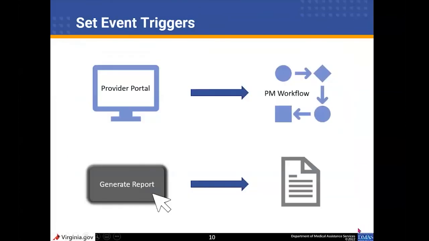When scheduled processes run due to set events being triggered, they are referred to as running event triggered. These event triggered events can be system generated, like when a provider update is submitted in the provider portal and the system generates a provider management workflow. They can also be user generated, like when a DMAS user clicks a button in provider management to generate a duplicate SSN report and registered provider report.